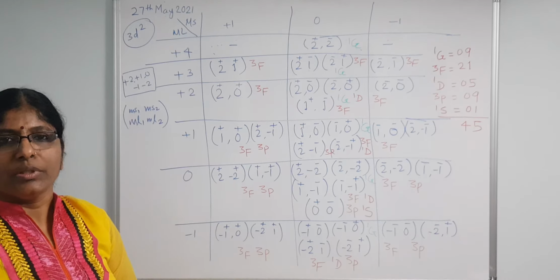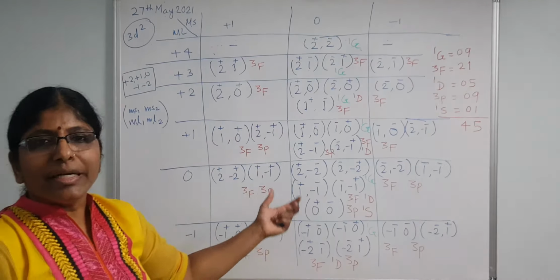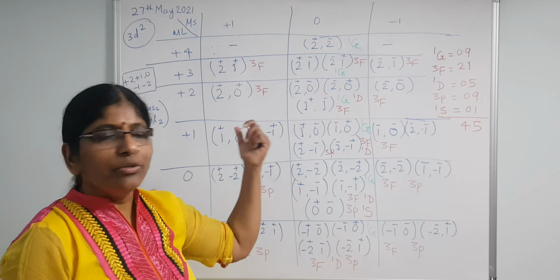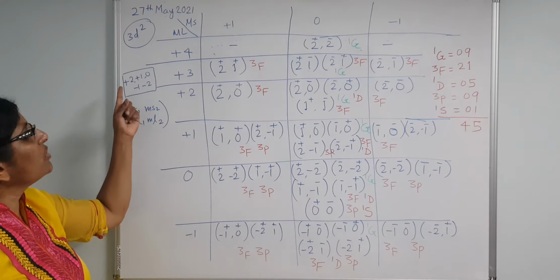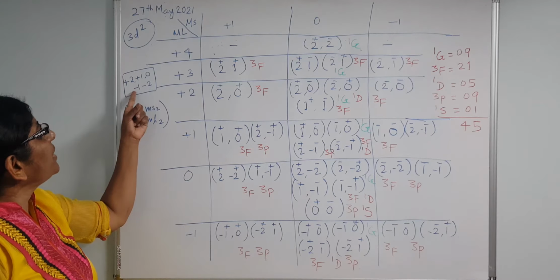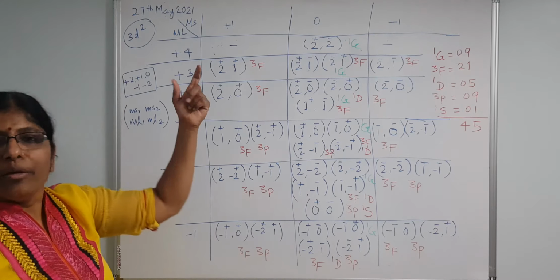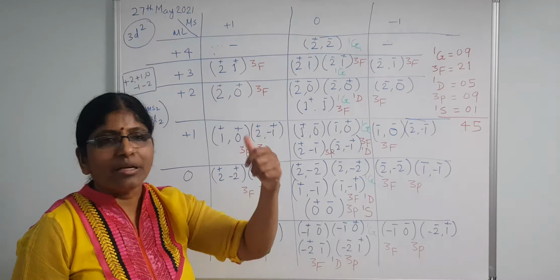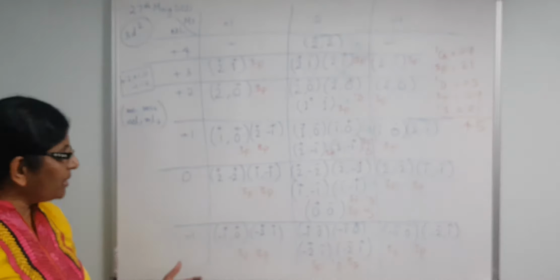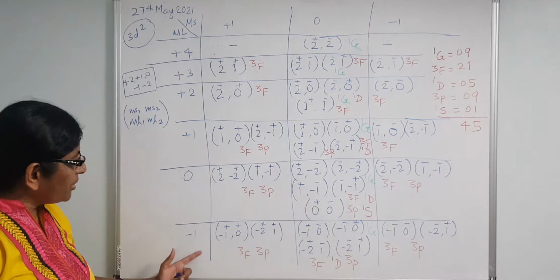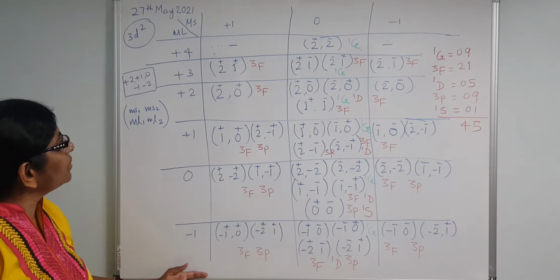Yes, we'll continue with the writing of this microstate table for the 3d2 configuration. So I have made the combinations by using these 5 values, plus 2, plus 1, 0, minus 1, minus 2, and Ms values you know for 2 electrons, plus half and minus half. So accordingly I have made the combinations. You can see this table, but this table is not complete because I don't have place over here down.